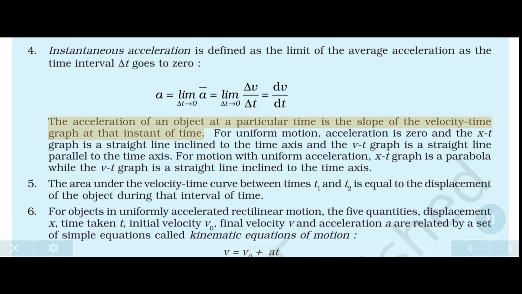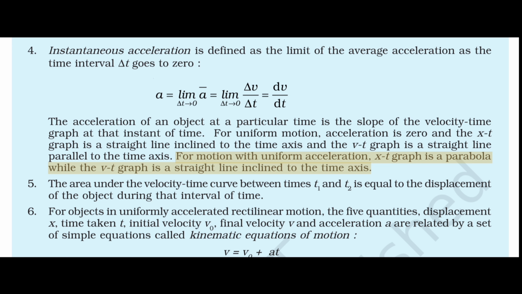For uniform motion, acceleration is 0 and the x-t graph is a straight line inclined to the time axis and the v-t graph is a straight line parallel to the time axis. For motion with uniform acceleration, the x-t graph is a parabola while the v-t graph is a straight line inclined to the time axis.